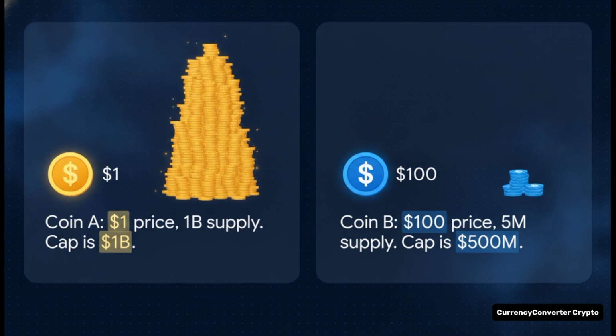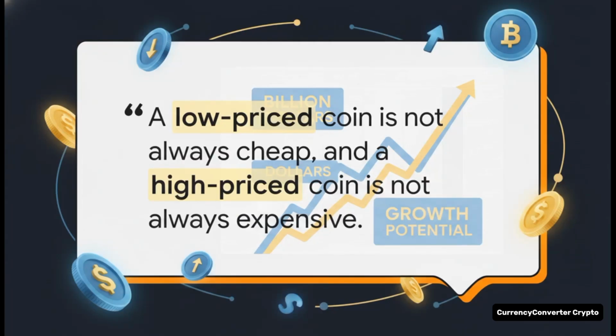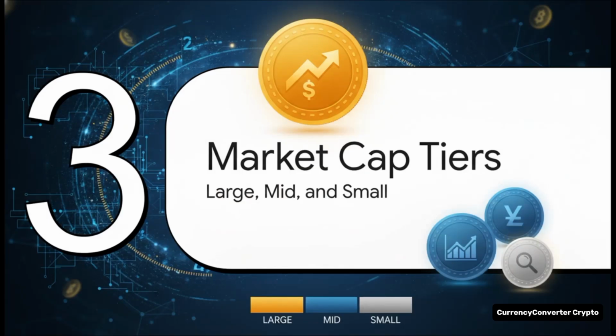No way, right? It all boils down to this really important takeaway. A low-price coin is not always cheap, and a high-price coin is not always expensive. Think about it. If coin A, from our example, is already worth $1 billion, doubling its price to $2 means it has to find another $1 billion of value in the market. That's a huge mountain to climb. Price is an illusion that just blinds you to the actual growth potential. Market cap, that's reality.